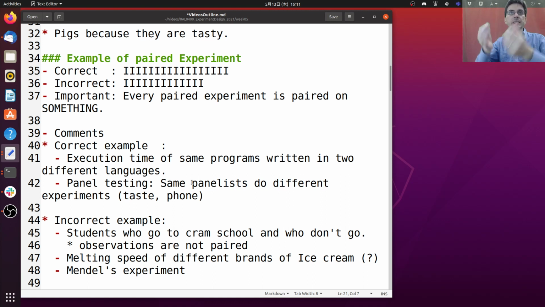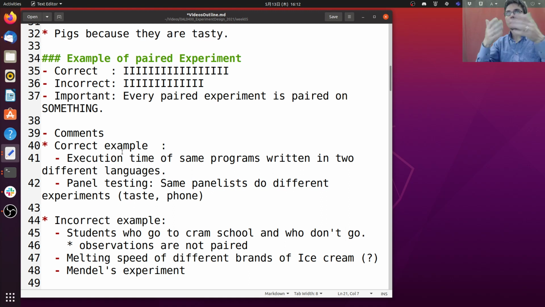And the main idea, when you try to explain a paired experiment, you have to think about what the experiment is paired on. Okay, so you can say an experiment paired on the type of car, or an experiment paired on the algorithm, or an experiment paired on the people who are answering. So for every experiment analysis that is paired on something, if you can identify what this something is, it's easier for you to understand what the paired experiment is.